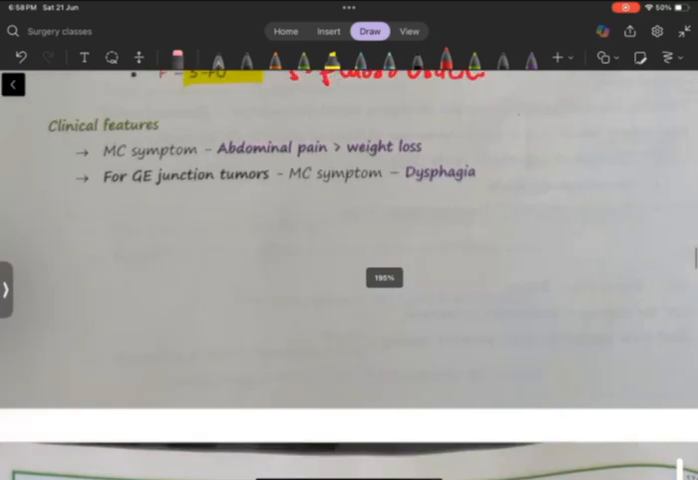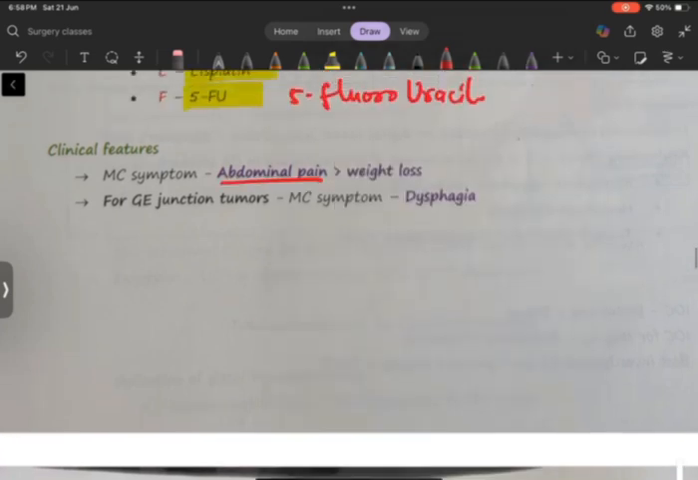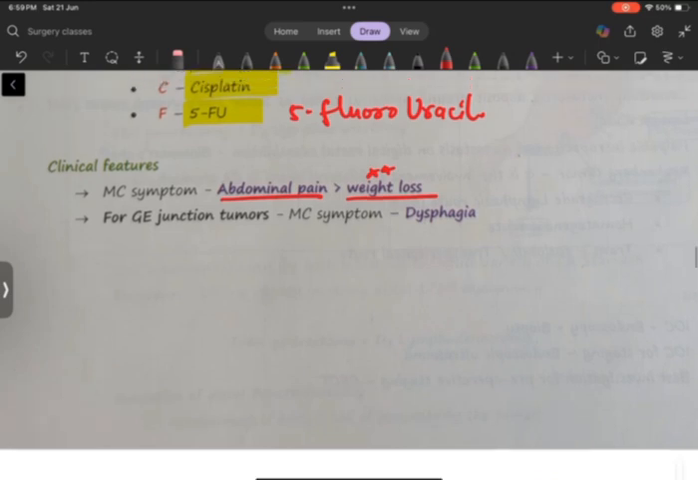So after knowing Lawrence classification and Borrmann's classification, we'll go for clinical features. How will the patient present in case of a carcinoma of stomach? Most common symptom will be as usual abdominal pain. Other than that, ಕ್ಯಾನ್ಸರ್ ಅಥವಾ ಕಾರ್ಸಿನೋಮಾದ ಮೋಸ್ಟ್ ಕಾಮನ್ ಫೀಚರ್ ಏನು ವೆಯ್ಟ್ ಲಾಸು, ಲಾಸ್ ಆಫ್ ಅಪೆಟೈಟು, ಫೆಟೀಗು ಇವೆಲ್ಲ ಇರುತ್ತೆ. ಆ್ಯಂಡ್ ದೆನ್ ಇಫ್ ದ ಟ್ಯೂಮರ್ ಈಸ್ ಇನ್ ಗ್ಯಾಸ್ಟ್ರೋಇಸೋಫೇಜಿಯಲ್ ಜಂಕ್ಷನ್, ಮೋಸ್ಟ್ ಕಾಮನ್ ಸಿಂಪ್ಟಮ್ ವಿಲ್ ಬಿ ಡಿಸ್ಫೇಜಿಯಾ.